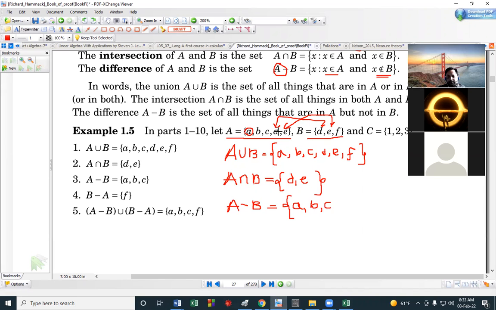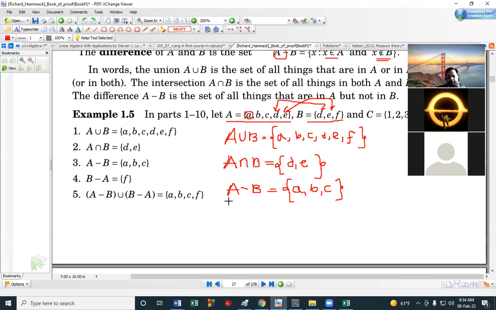But D doesn't go there, because D is an element of A, at the same time D is an element of B. So we exclude that common element. Similarly, E doesn't go there because E is an element of A, at the same time it is an element of B. So we exclude all those elements from the set A that are elements of B at the same time. So this is A minus B. How about B minus A?